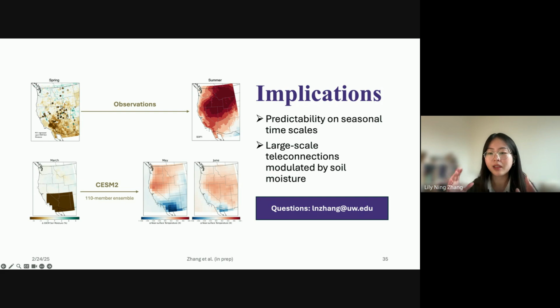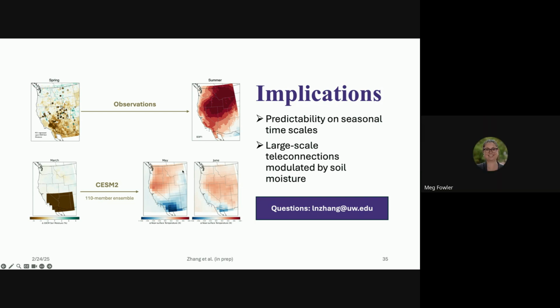So I think what we're really trying to point out is this spatially coherent blob pattern that's centered on the Northwest. It's very similar to what the Tang et al. study found, and it's consistent between our observations and models, but I think the magnitude would probably just depend a little bit on the moisture anomaly. Yeah. Thanks, Lily. All right, thank you.